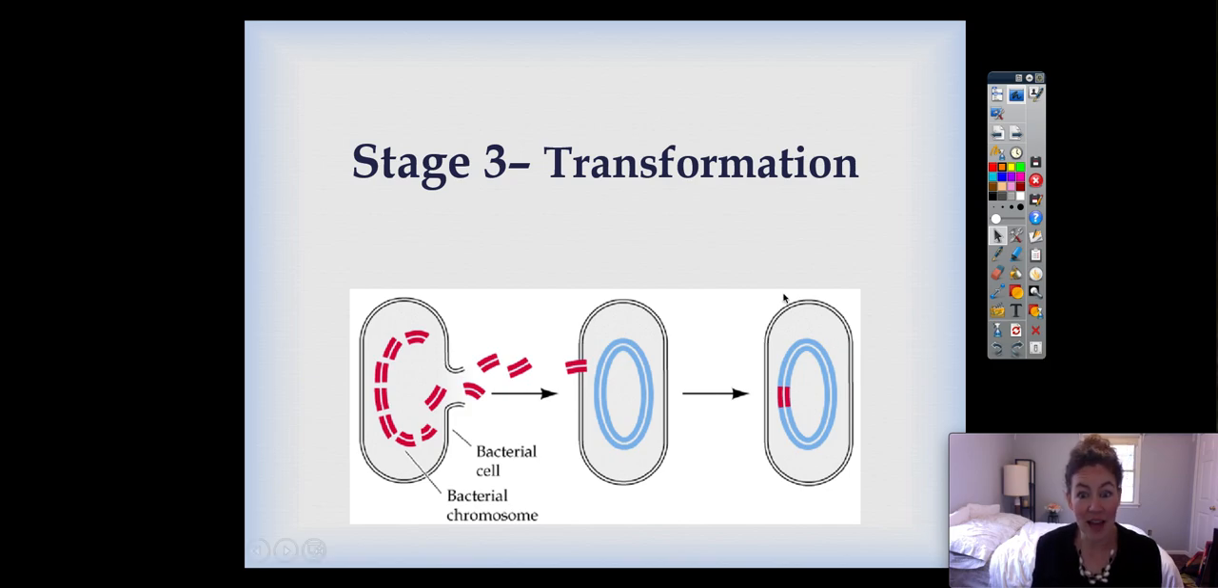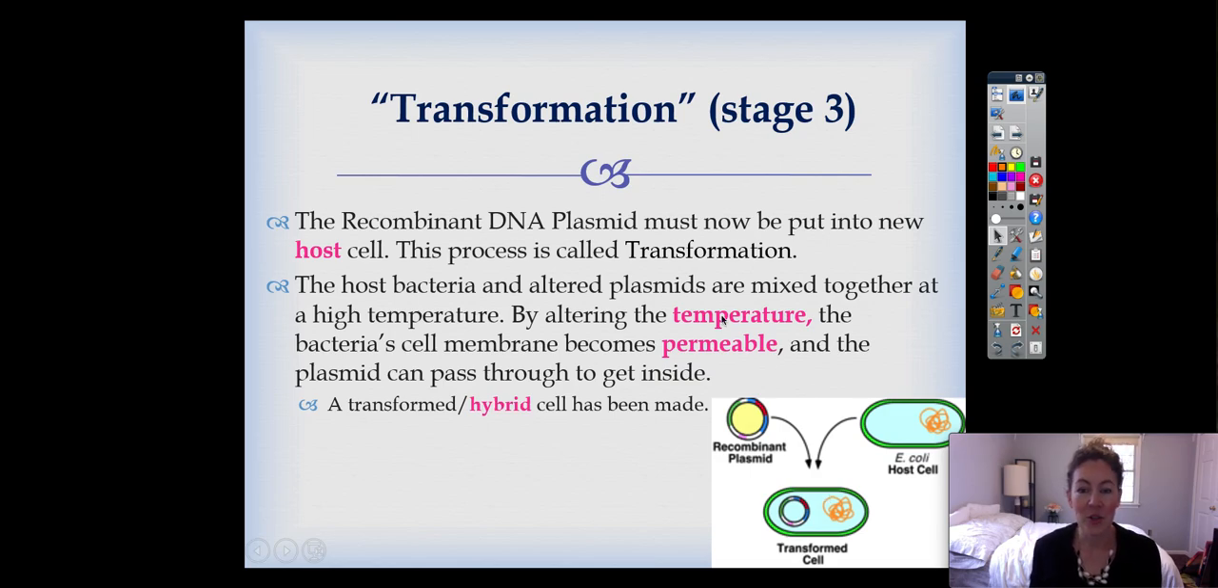Stage 3 is titled Transformation. So for transformation, let's read along together. It says the recombinant DNA plasmid. So before we go any further, let's make sure we know what that means. Recombinant DNA plasmid, meaning we combined DNA from 2 different sources.